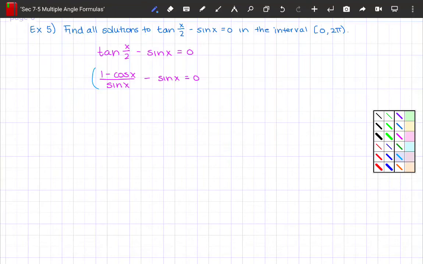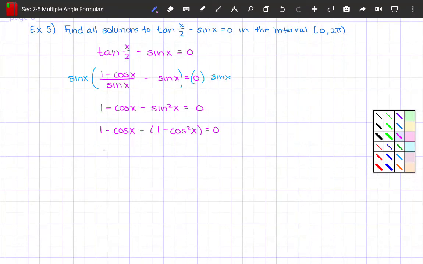Well, looks like I could multiply both sides by sine x. It'll cancel out with the sine x in the bottom of the fraction. And then it's going to have to distribute over there to the sine squared. Can you think of what we do now? If you were thinking Pythagorean identities, you were right. Sine squared is 1 minus cosine squared. Yay! So the 1 minus 1 are going to cancel. I'll have negative cosine x plus cosine squared x.